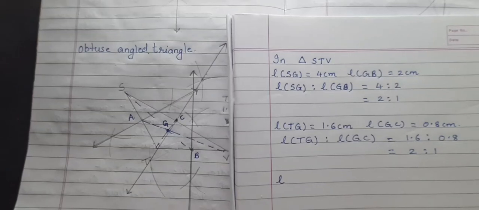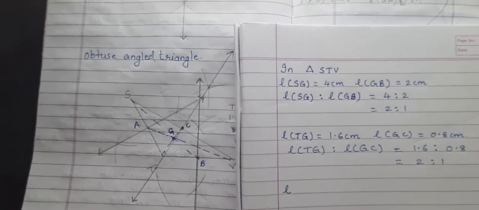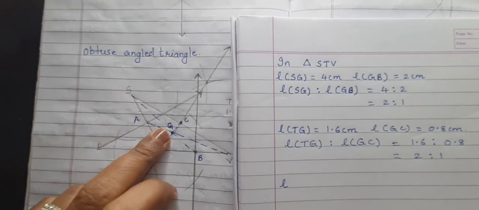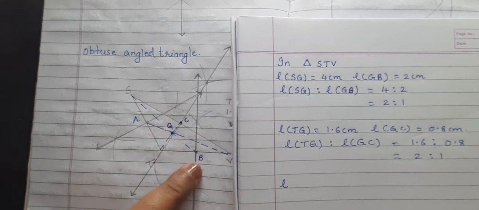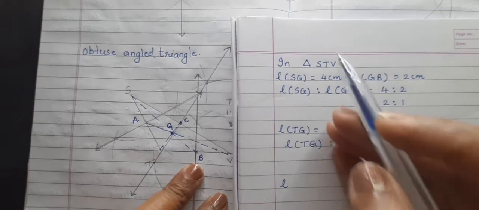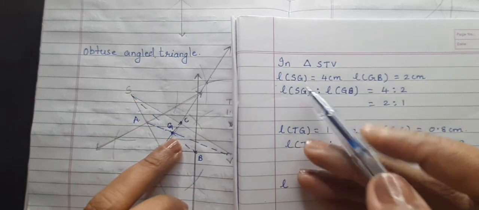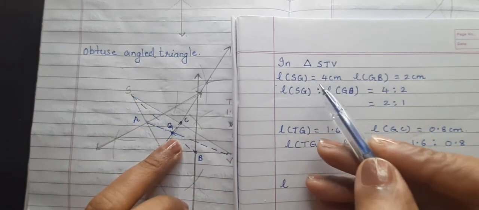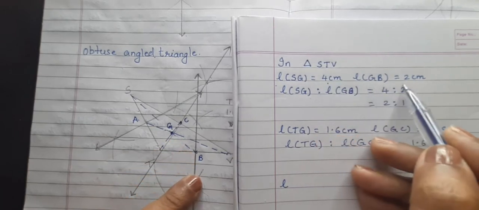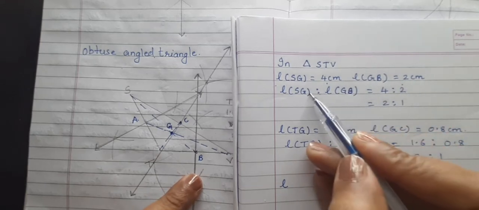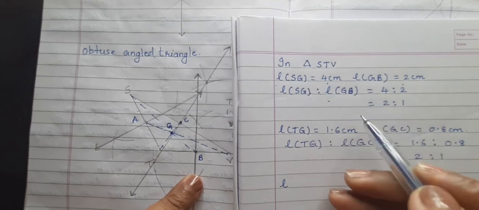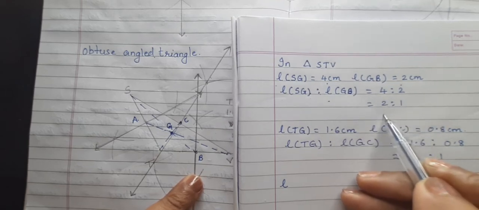Now one of the activities we have to perform. In that activity, we have to measure the length of SG, measure the length of GB, and find the ratio of SG to GB. Here I have measured the length of SG with the help of the scale, and it is 4 centimeter. GB is 2 centimeter, and the ratio of length of SG to length of GB is 4:2, that is equal to 2:1.